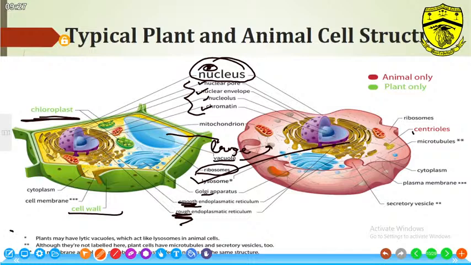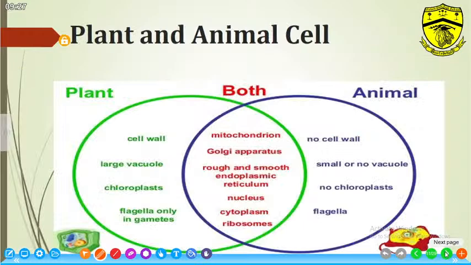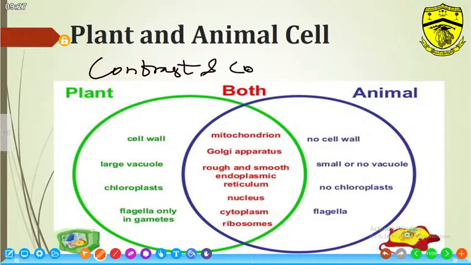In here, the plant may have large vacuoles, which act like lysosomes in animals. And next one, although they are not labeled here, the plant cells have microtubules, made by tubulin, and secretory vesicles are also present in it. Right. Next, we discuss the plant and animal cell. This is the contrast and compare, this type of Venn diagram in here now.